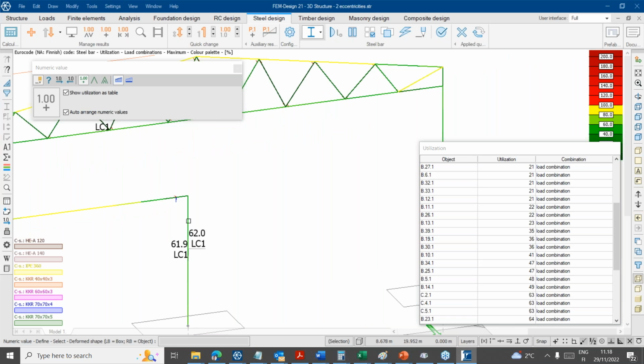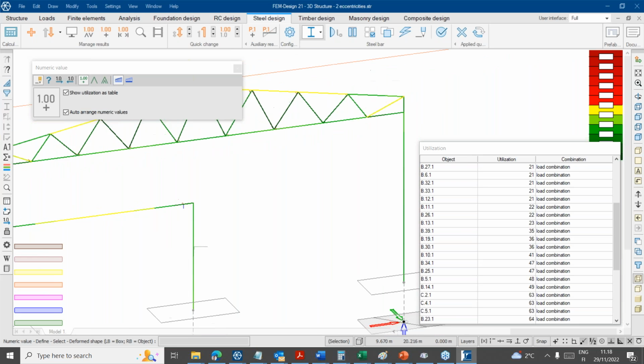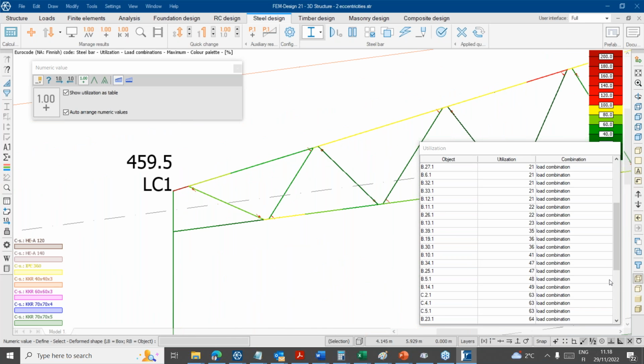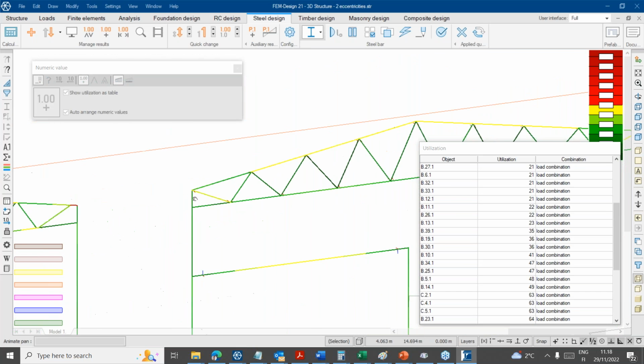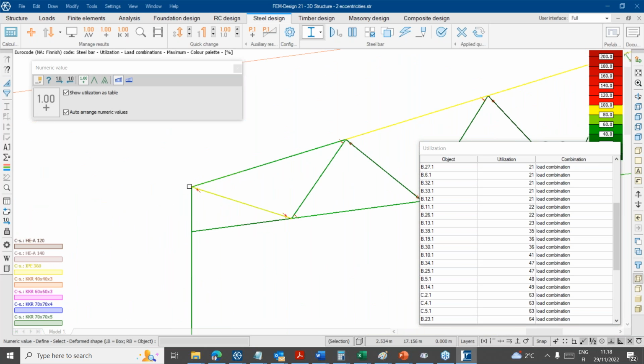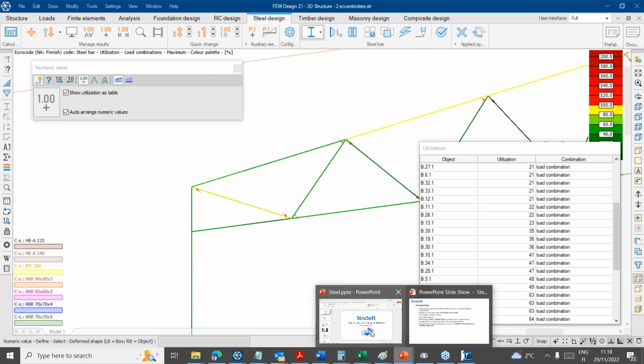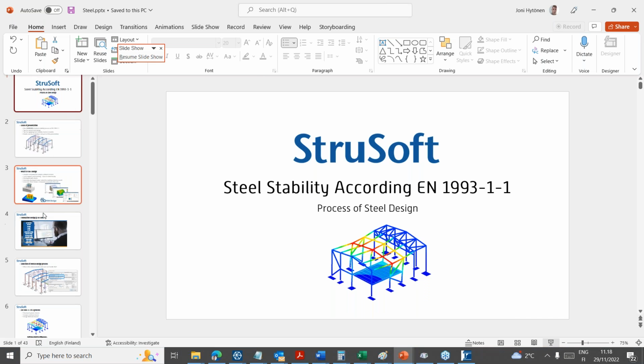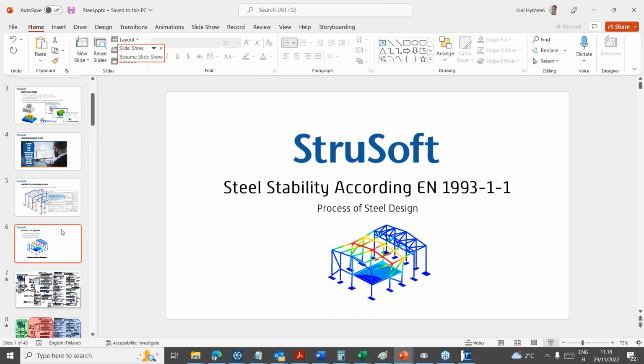So actually the connection eccentricity is really important, and the same applies to the truss, because in this top joint we have a lot of eccentricity here, and it's not taken into account if you model it like this, where the beam is connected to the center line. So if you have any doubts, it's always on the safe side to use those eccentricities in your model.